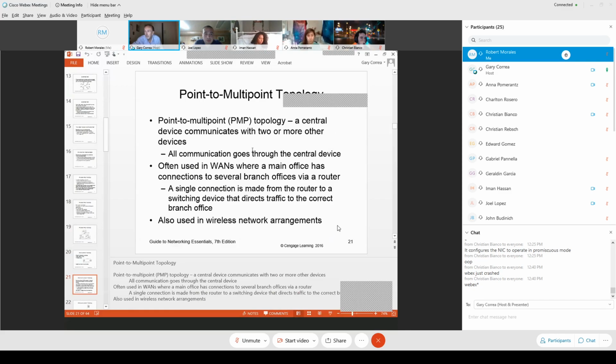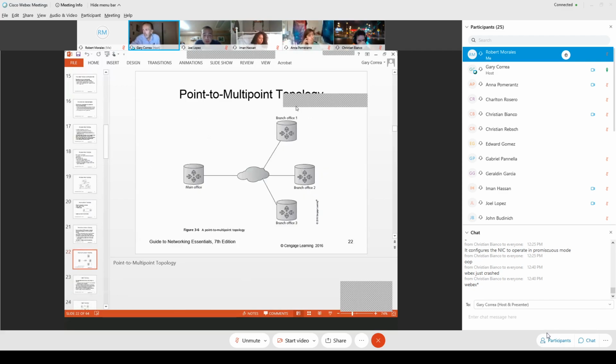A central device communicates with 2 or more devices, it all goes through the central office. Now let me try to explain this. I'll come back to the slide. Let's try it. If I can go directly to branch office 1 or directly to branch office 2, that's point to point. But if I have to come from my computer and go through the main office to go to branch office 1, and I have to go through the main office to go to branch office 2, okay, that's point to multipoint.